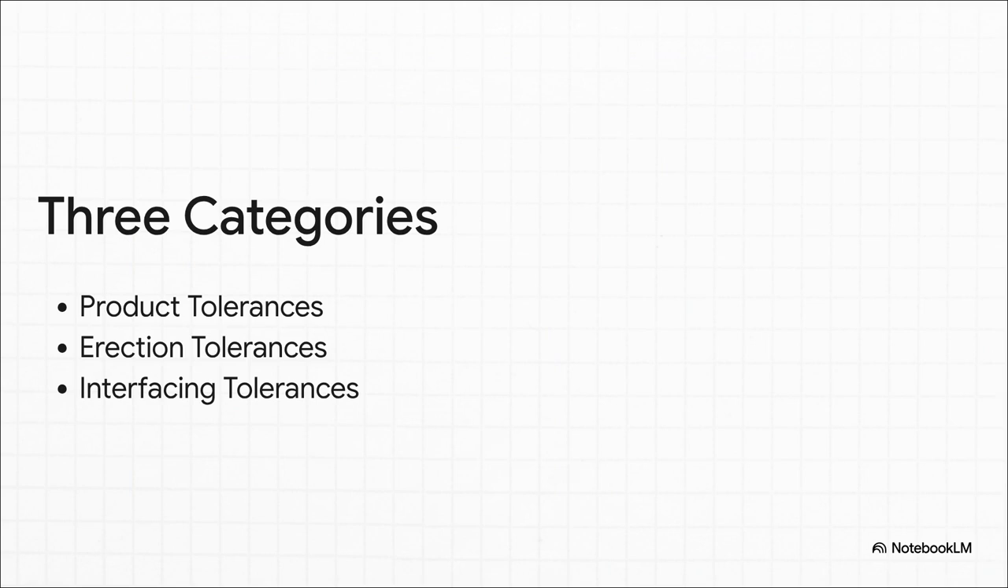Now, tolerance actually falls into three main categories. But for you folks in plant quality control, the one that really matters, the one we're zeroing in on today, is that first one, product tolerances. This is all about the dimensional accuracy of each individual piece before it ever leaves the plant.